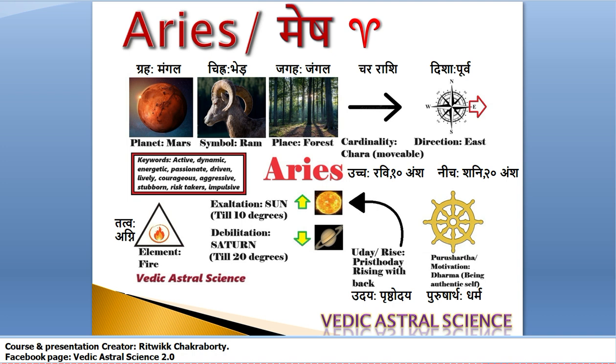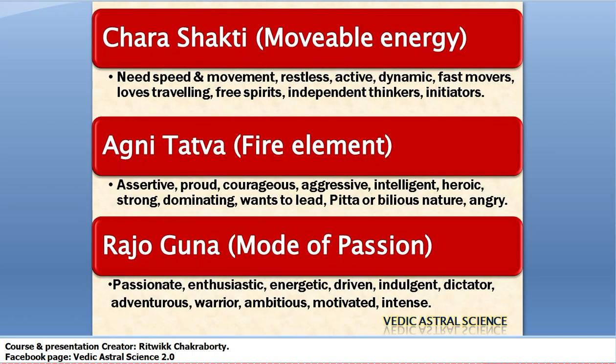Alright friends, now let us begin from where we left in the previous video. So we were talking about the guna associated with sign Aries, which is Rajoguna or mode of passion. Now, here one may question that when the sign Aries is ruled by a tamasic planet Mars, then why this sign is predominated by mode of passion or rajas?